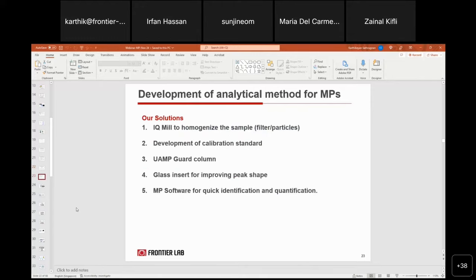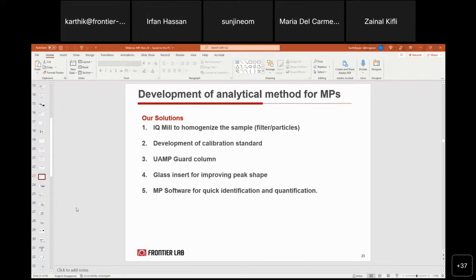What have we done for this? Okay, so one is, yeah, the sample homogeneity is one of the important parts. So if you don't have your sample homogeneous, then every time you repeat the analysis, you may have different data. So when you collect samples on a filter, like filter paper, the particles may not be evenly distributed. So if you analyze one portion of the filter and then do the multiplication, maybe you are overestimating or underestimating. So our recommendation in such a situation is to homogenize the entire paper with our cryo mill.